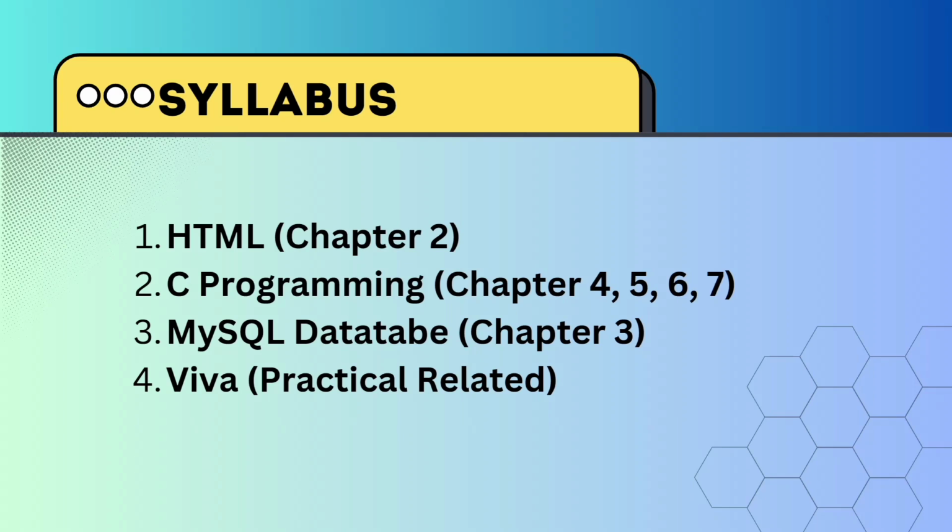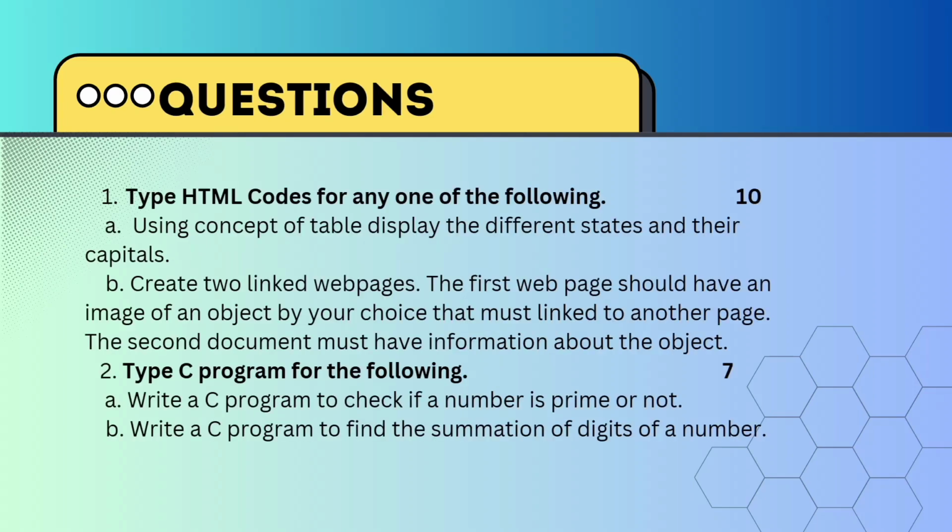The marking pattern is HTML 10 marks, C programming 7 marks, MySQL 8 marks, plus Viva 5 marks. So here are the simple questions.